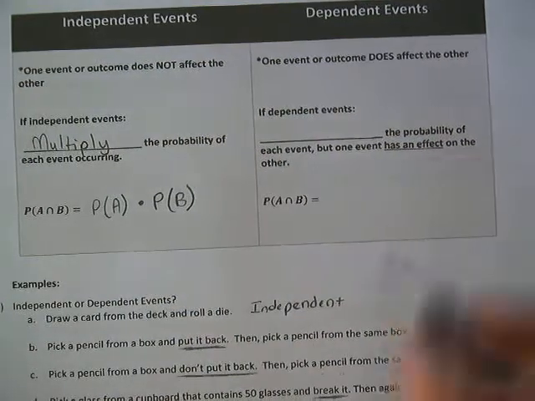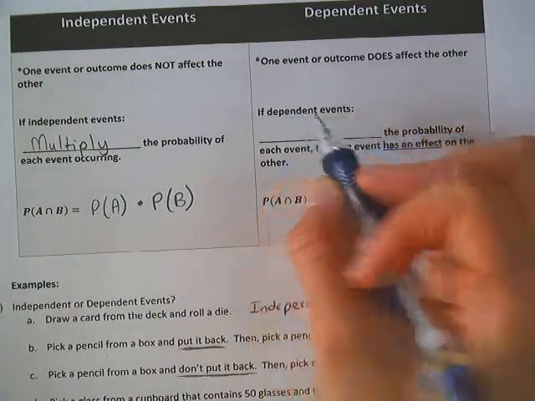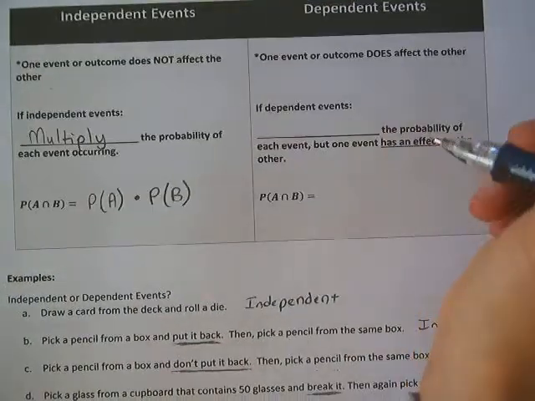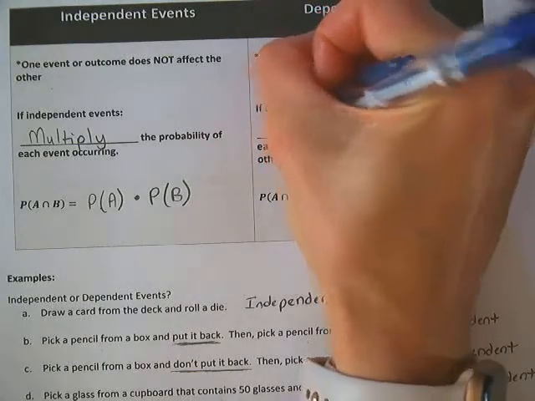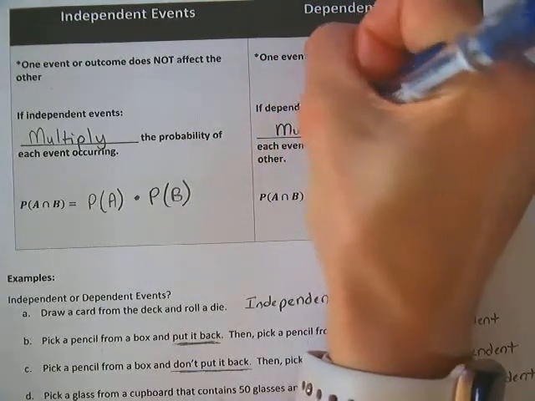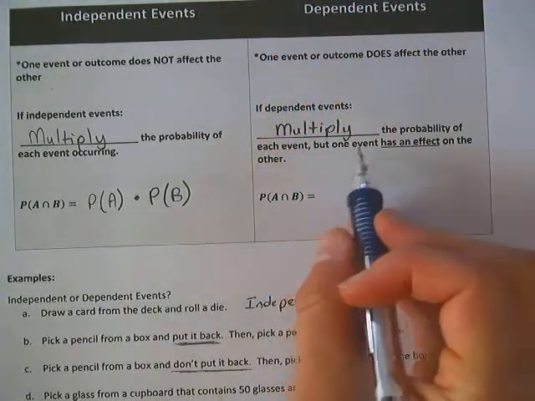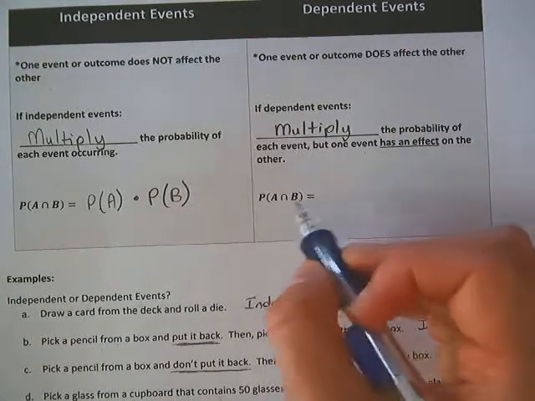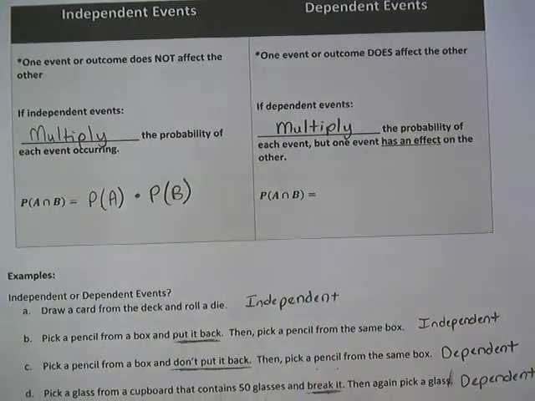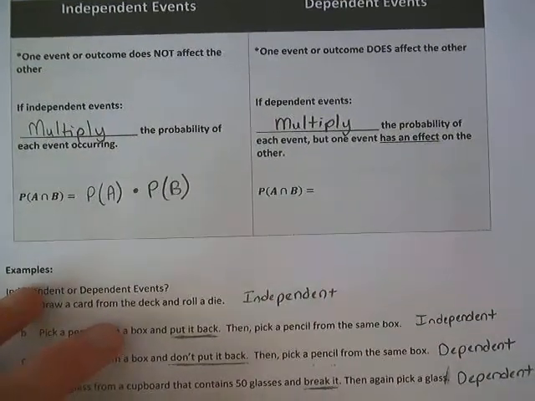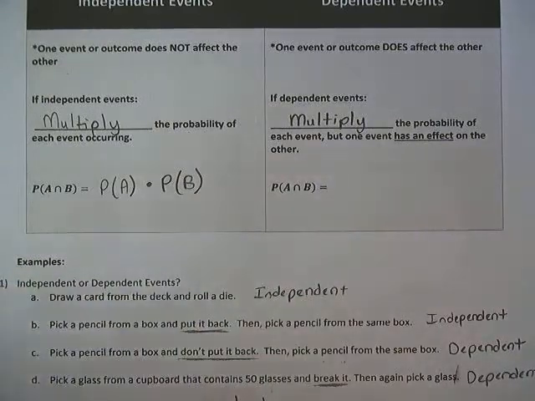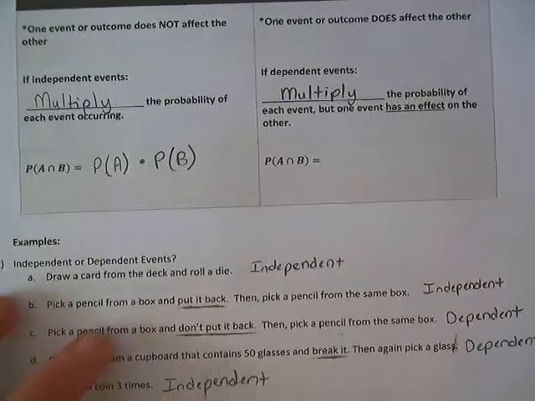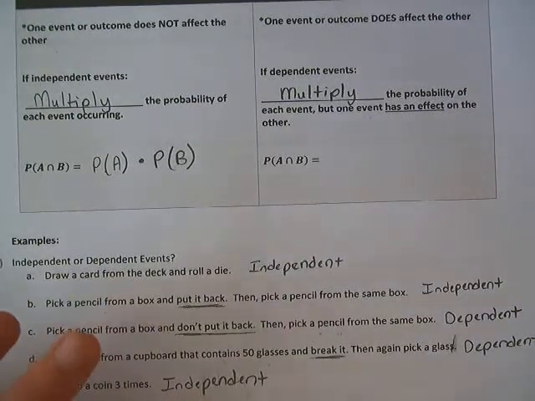Now, what happens if they're dependent, though? In other words, one is actually affecting the other. Well, you're still going to multiply the probability of each happening. However, you have to figure out how one event is affecting the other one. The notation here will be a little bit different, and later this week you'll find out where this notation comes from. But until we get there, just know that you have to think through it to figure out how it's being affected.